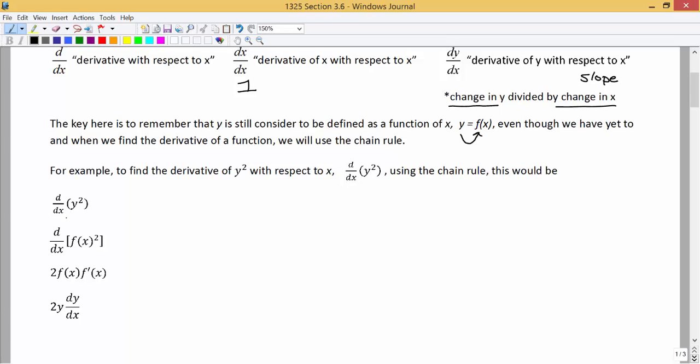So if we're taking the derivative, let's say, of y squared, we said y and f of x are really the same thing. So what we're really taking the derivative of is the function f of x that's being squared. And we said if we have a function or a group of terms that's raised to a power, then we would use the chain rule to take the derivative. So we would bring the power down to the front, we would write the inside function as is, and then we would write the derivative of the inside function.